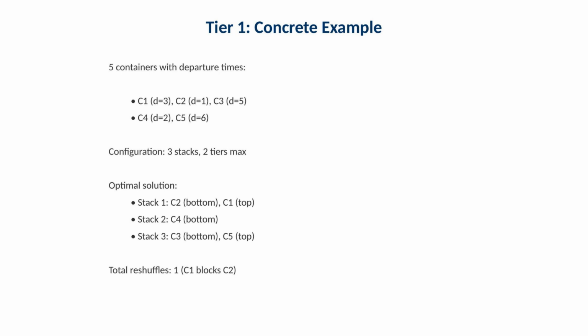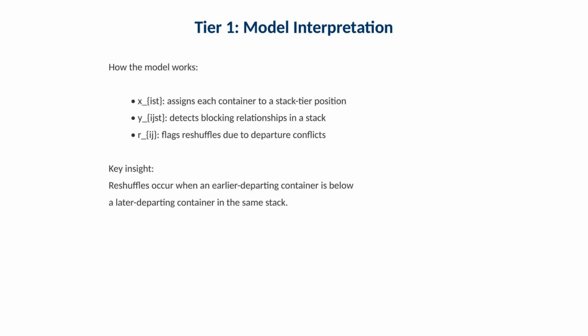With 3 stacks and a maximum of 2 tiers, one good solution places container 2 at the bottom of stack 1, places container 4 at the bottom of stack 2, places container 1 on top of container 2, places container 3 at the bottom of stack 3, and places container 5 on top of container 3. In this configuration, exactly one reshuffle occurs when container 2, the earliest departure, must be retrieved and container 1 must be moved first.